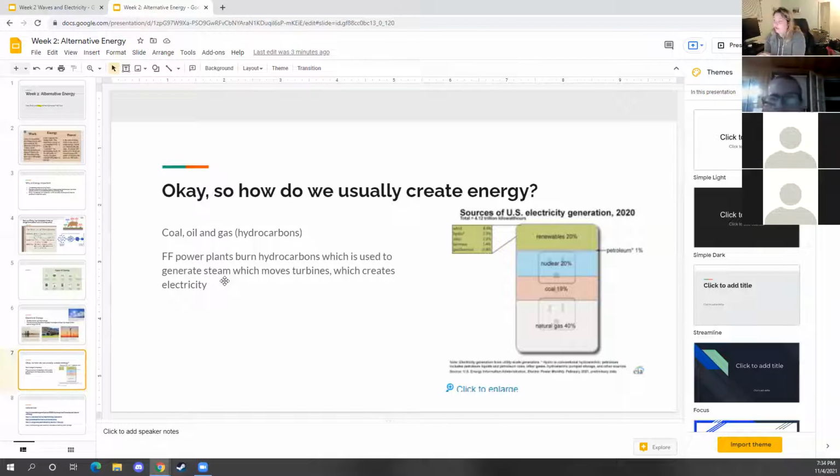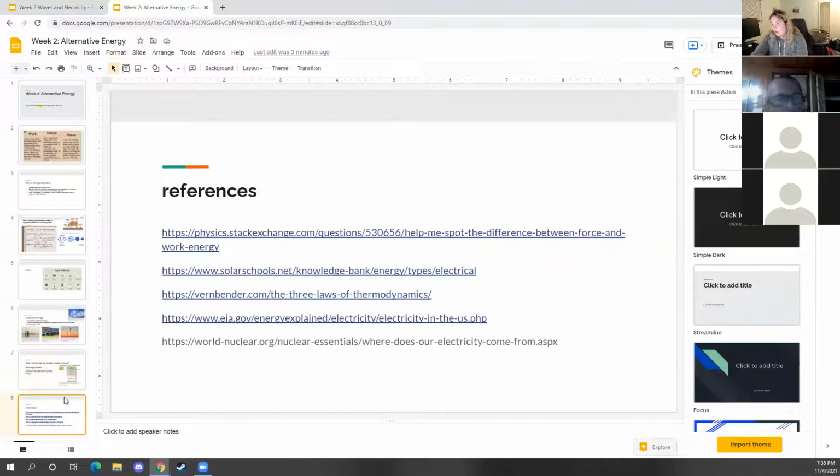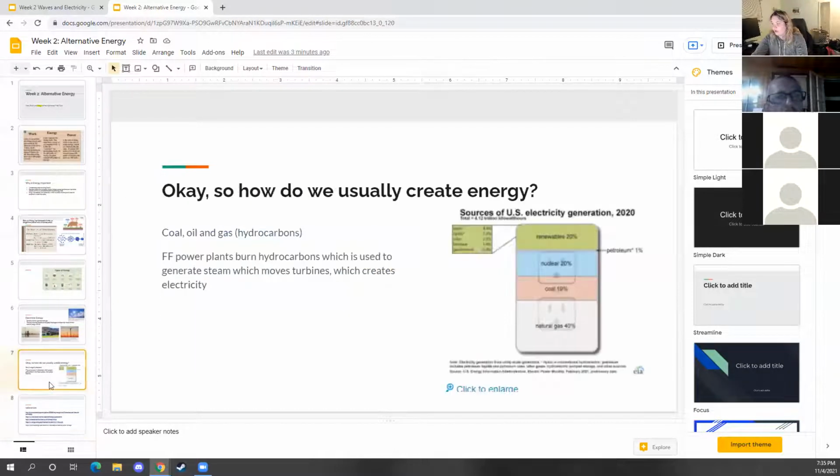So we're utilizing the energy inside of those hydrocarbons to create thermal energy, which is burning it, which creates kinetic energy, which creates electrical energy, which ultimately creates electricity. So yeah, those are just some of the references I used, but hopefully that was at least somewhat informative.